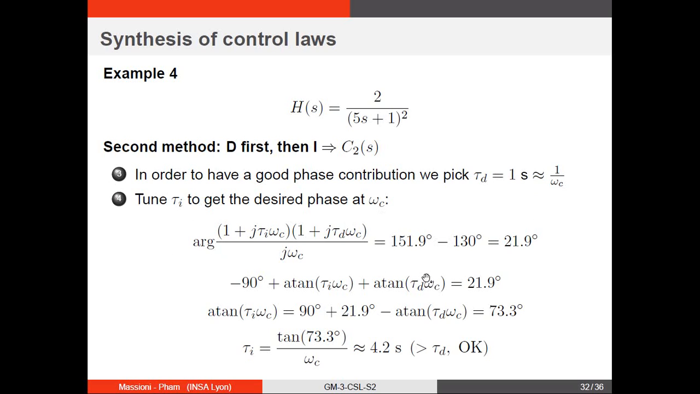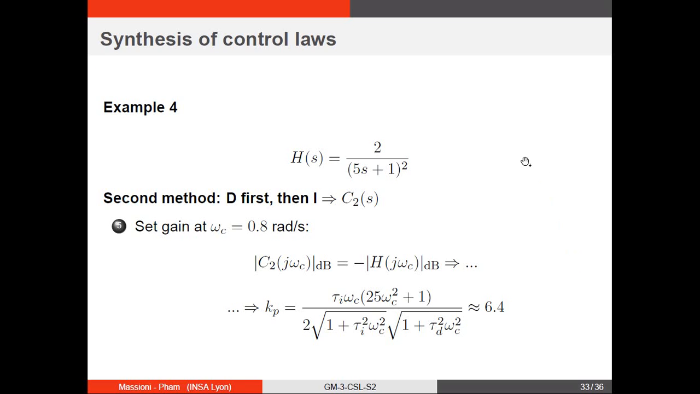We make sure that the extra phase given by the controller is this 21.9 at omega c. The equation is the same. The only difference is that now the unknown is not tau d, but is tau I. You can work it out and you get this value for tau I, which is greater than tau d, which means that the assumption we did is okay.